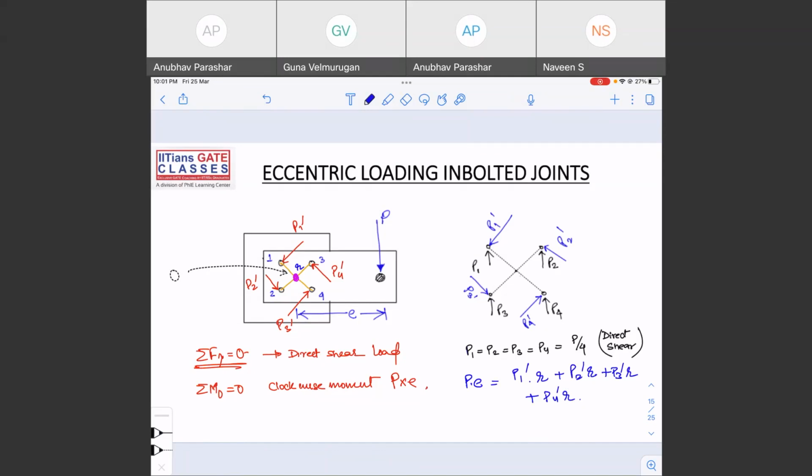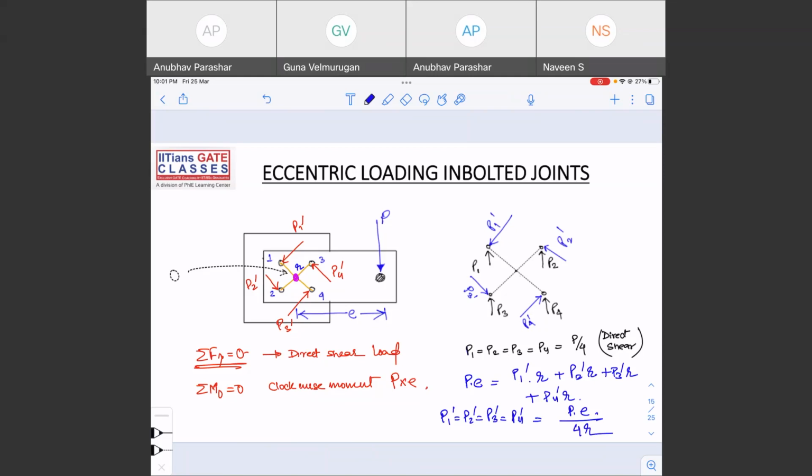So in this case, I can definitely say, I can take R common, okay? And I can say P1 dash is equal to P2 dash is equal to P3 dash is equal to P4 dash is equal to P into E divided by 4 times R. In this case, I can say. But if the configuration changes, it might be different. But this is the way to analyze a joint.